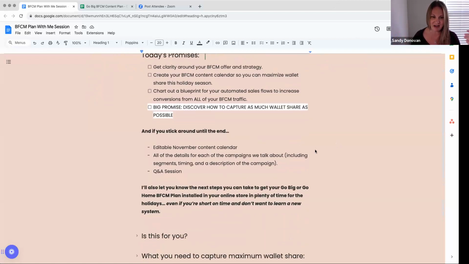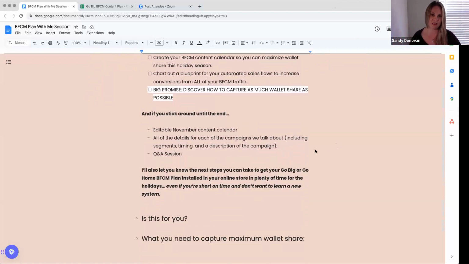So if you do stick around until the end, and I hope you do, you are going to get some things. So some fun little perks for being here today. So one, you're going to get a November content calendar, and this is a fully editable calendar. It's already filled in with everything that I suggest, but it's easy for you to edit it if you want to move it around or add any notes about your specific brand or offer. So you're going to get that.